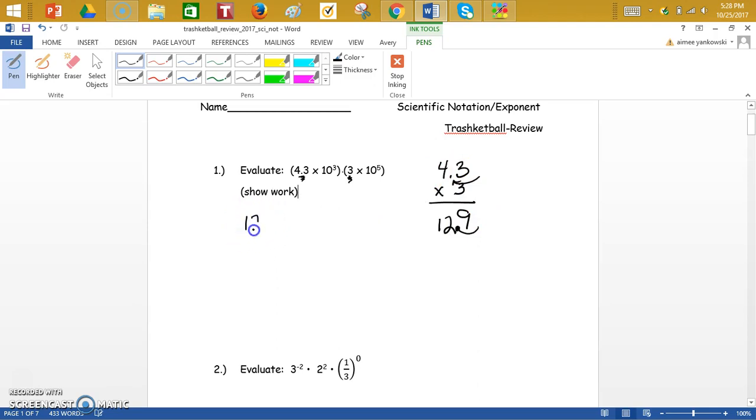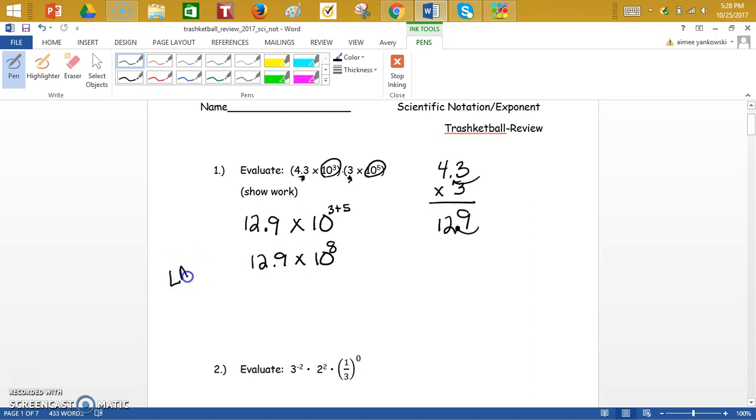So the first factor will be 12.9 times 10 to the, when we're multiplying with the same base, we keep the base and we add those exponents. So this is 12.9 times 10 to the 3 plus 5 is 8. But if your teachers want your final answer in scientific notation, this is almost in scientific notation, but not quite. The decimal point's not in the right spot.